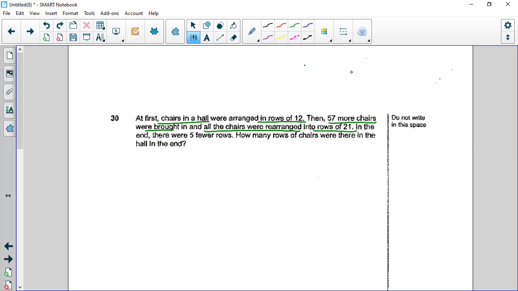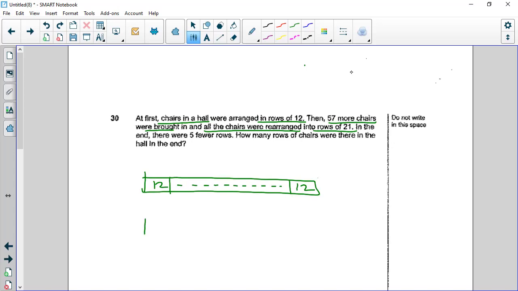Okay, when do we draw average model? When we don't know how many rows are there, then we draw average model. And why do we draw average model? Because rows of 12, rows of 21, they are all average. Okay, understand? Once you know the method already, then you can start drawing. When we take away the annotation, you have all the chairs at first, arranged in rows of 12. So first row, last row. Do I know how many rows? I don't know.